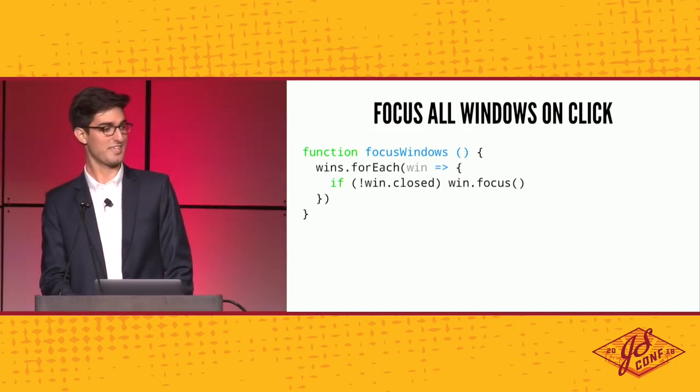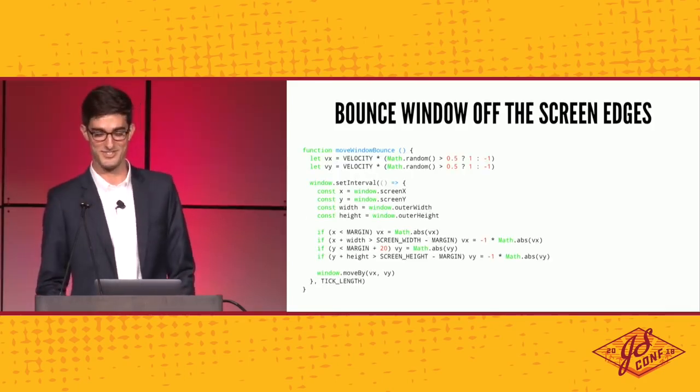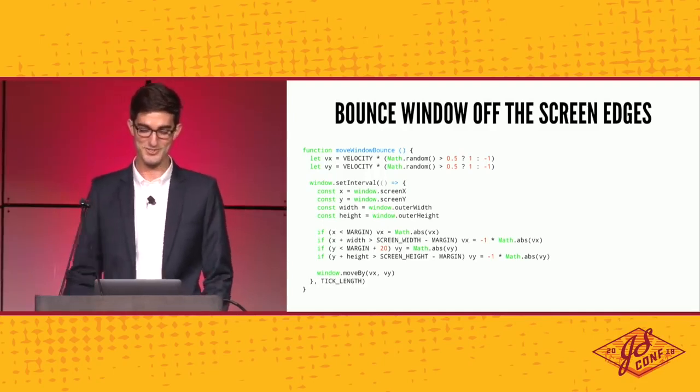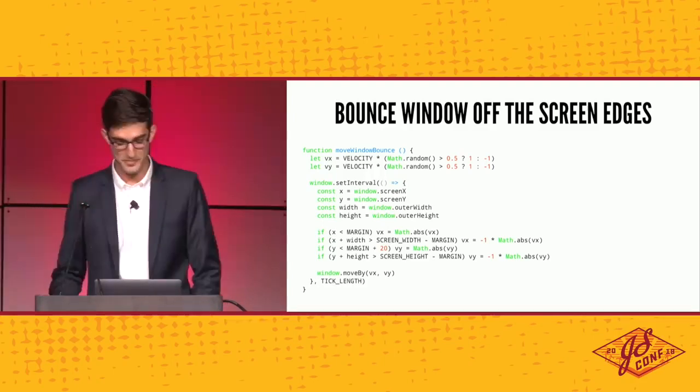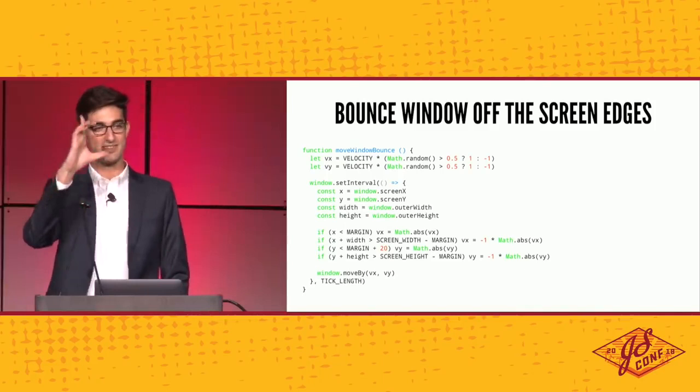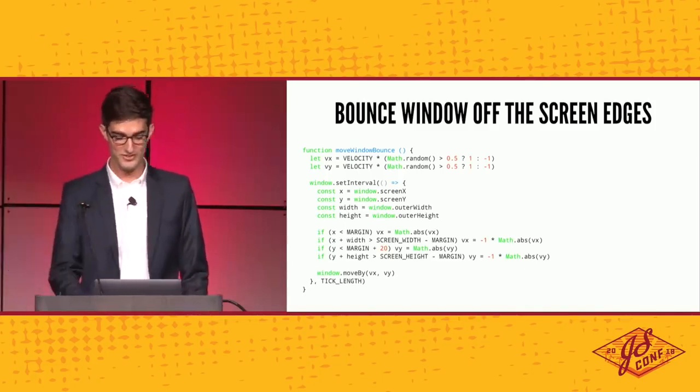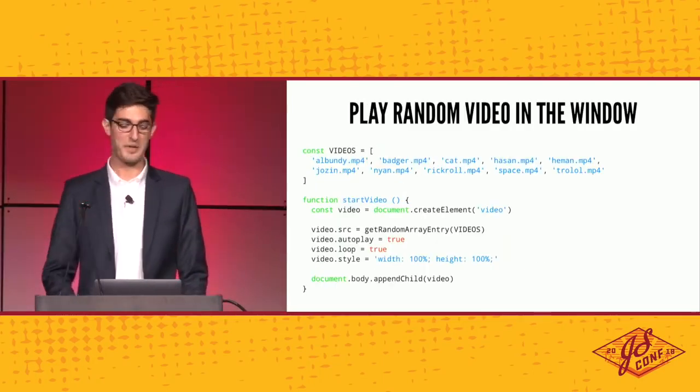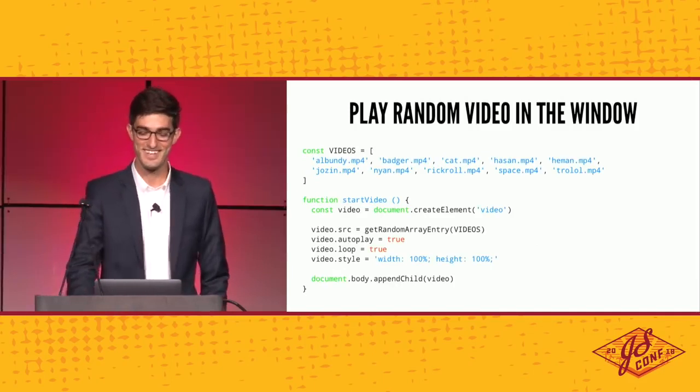OK, gets worse. What if we bounce the windows off the screen edges? And so this little bit of code here, you're probably not going to be able to read it fast enough, but it just detects when the window hits an edge, and then it just inverts the direction. OK, let's also play a random video in the window.